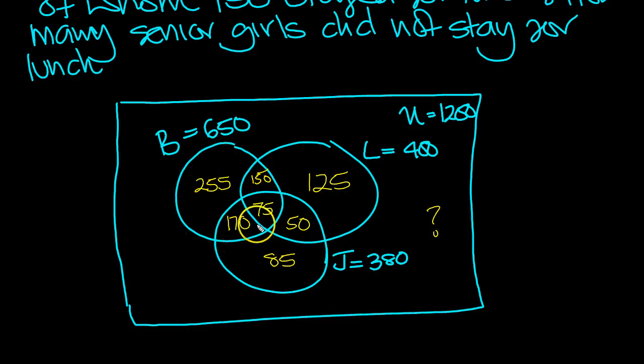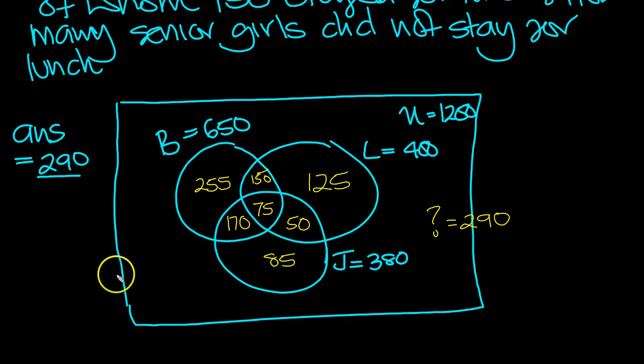650 for the whole circle, 50 there is 700. 125 and 85 is 210. 700 and 210 is 910. To get to 1200 from 910 is 290 more. So that's our answer then. It's 290. You can check the numbers on your calculator if you need to. So the answer equals 290 girls who were seniors who did not stay for lunch.